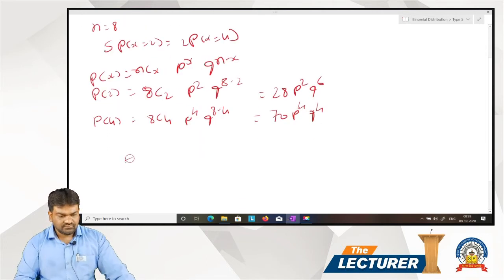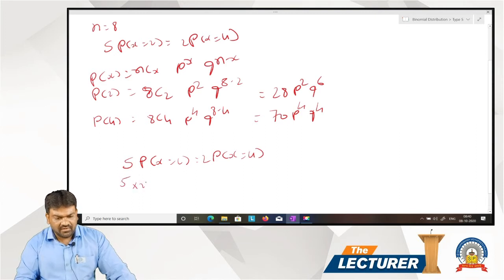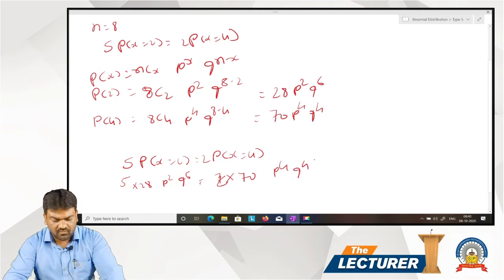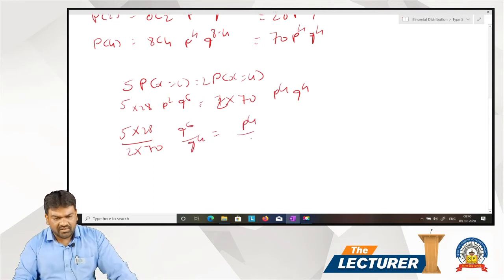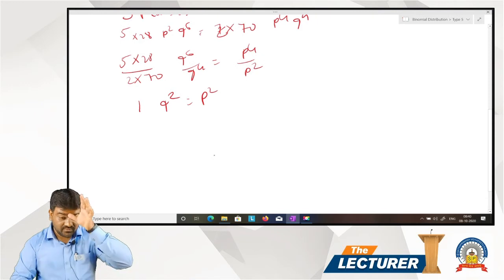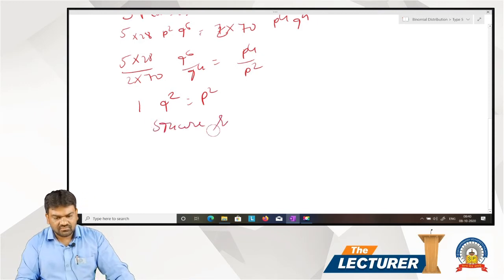Now put the relation. 5 P of x is equal to 2 is equal to 2 P of x is equal to 4. 5 multiplied by 28 p raised to 2 q raised to 6 is equal to 2 multiplied by 70 p raised to 4 q raised to 4. So 5 multiplied by 28 divided by 2 multiplied by 70 is equal to q raised to 6 divided by q raised to 4 times p raised to 4 divided by p raised to 2. 5 multiplied by 28 divided by 2 divided by 70, that is 1. So q raised to 2 is equal to p raised to 2. So take the square root both sides. So q is equal to p. So q is equal to p is equal to 1 by 2.